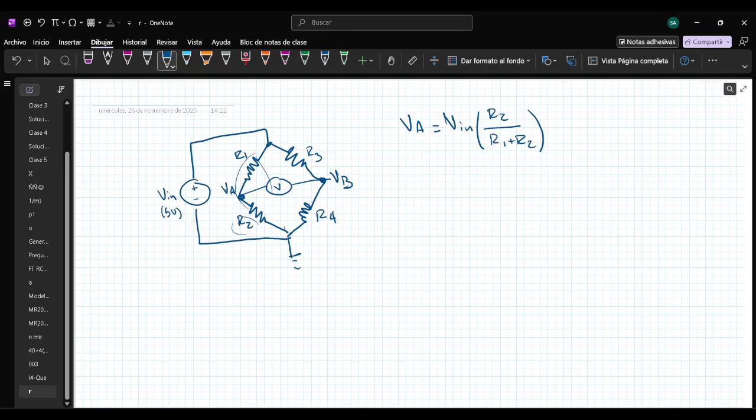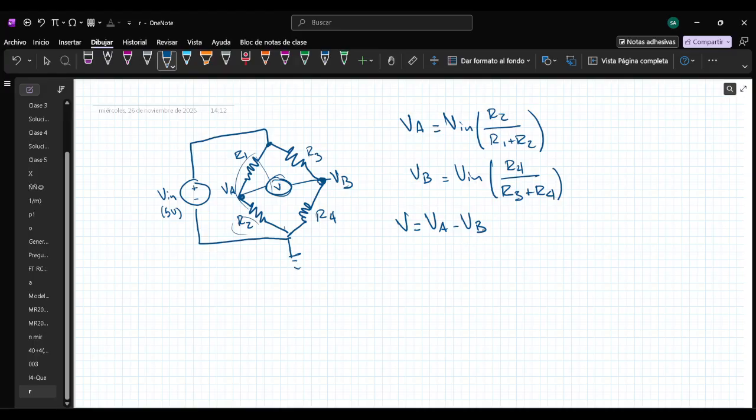So that's the formula for VA. For VB, the voltage in node B, it will be the same: the input voltage times the lower resistor, R4, over the sum of both resistors, R3 plus R4. So we already know that. So the voltage read here will be equal to VA minus VB.